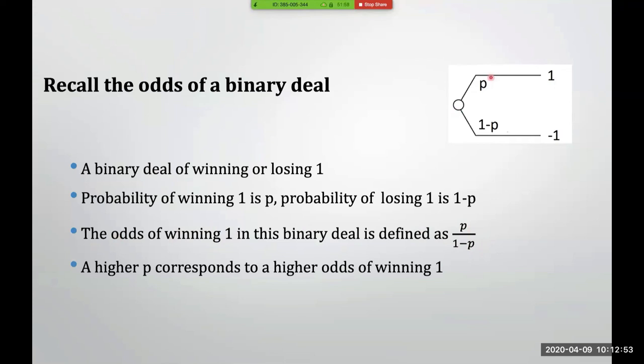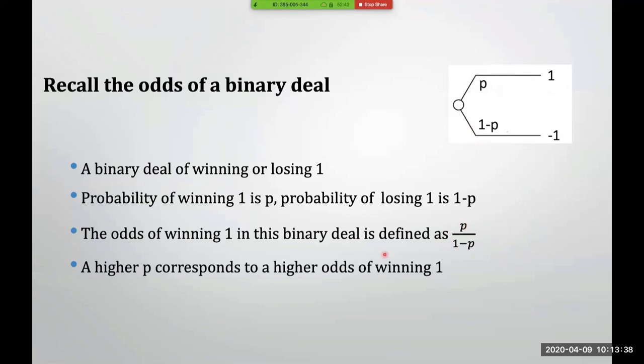As you can see, when you have a higher probability of winning $1, meaning when P is higher, then this odds will be higher as well, right? So a higher P corresponds to a higher odds, which is something that you would prefer. Between 2 uncertain deals of winning or losing $1, you would prefer the one that has a higher probability of winning, which is equivalent to preferring a binary deal with a higher odds of winning. Higher probability of winning $1 is equivalent to higher odds of winning $1.